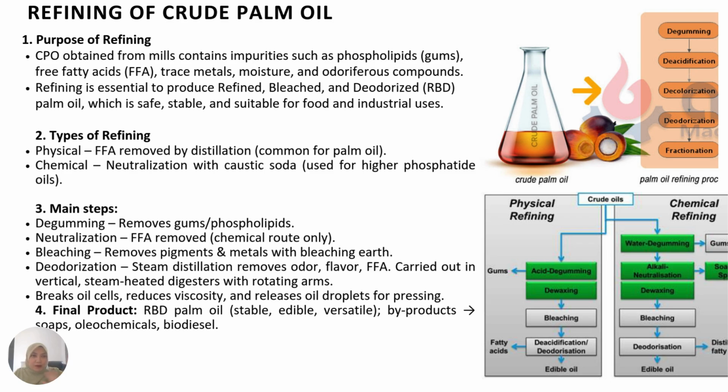Okay, let us go through the second process of palm oil, which is the refining. What is the refining process? Actually, the purpose of the refining process is to remove impurities to produce RBD palm oil suitable for food and industrial use. The main steps in the refining of crude palm oil are degumming, neutralization, bleaching, and deodorization. Byproducts of the refining process will be used in soap, biodiesel, and oleochemical production.